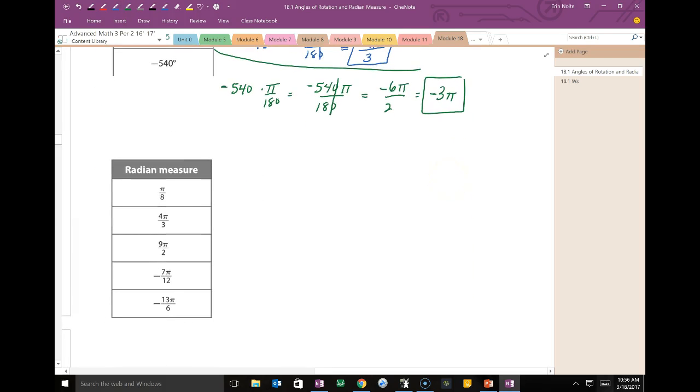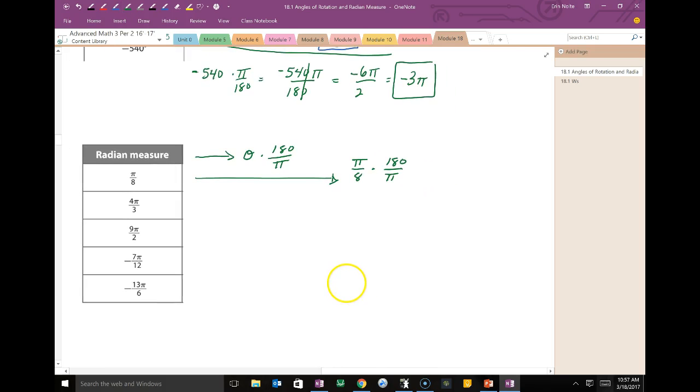Alright, so now if we want to go the other way, to go to radians, we're going to take the angle and undo what we did. So if we were multiplying by pi over 180, we're going to do 180 over pi here. So if I have pi over 8, I'm going to multiply that by 180 over pi.